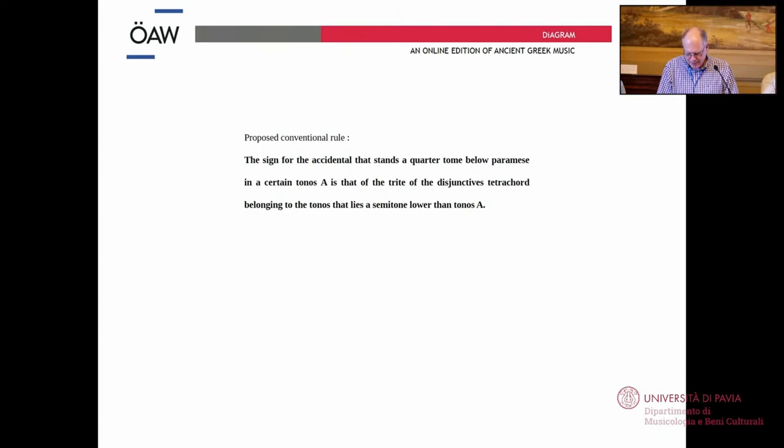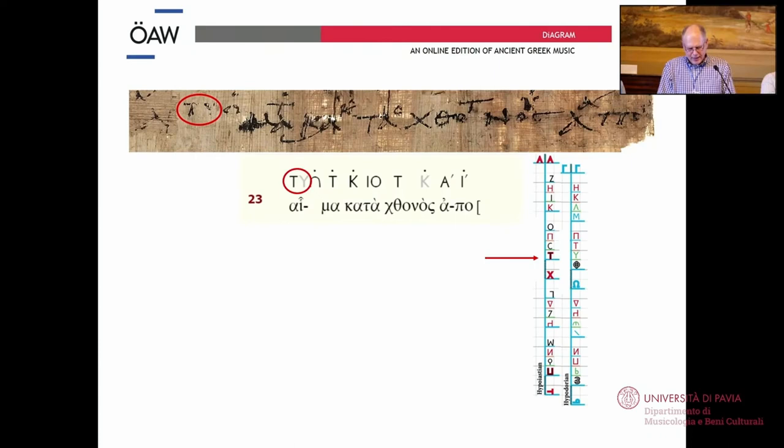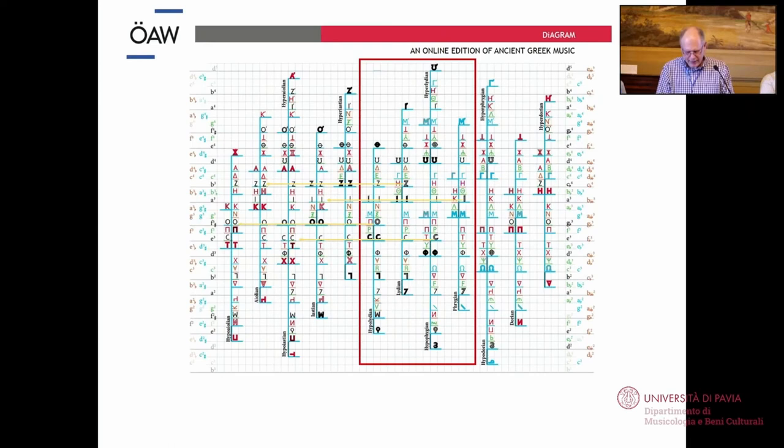A parallel of this case can be observed in the last notated document of the Berlin Papyrus, of which unfortunately only one line is preserved. Here, the accidental that lies a quarter tone below paramesi, the sign tau, in the hypolydian has been drawn from the hypodorian scale's trite diezeugmenon, the upsilon. The convention introduced above, however, and unfortunately, cannot be applied universally.